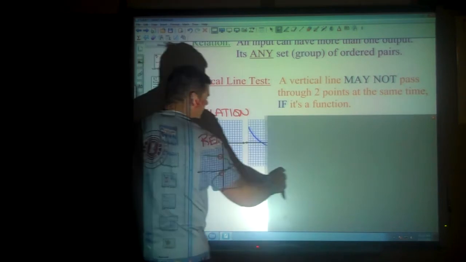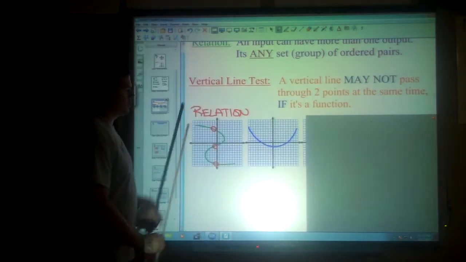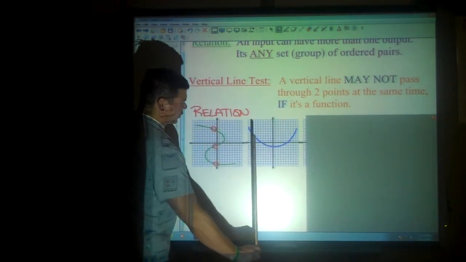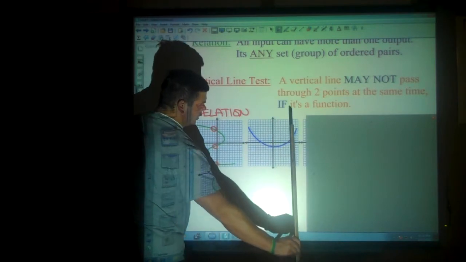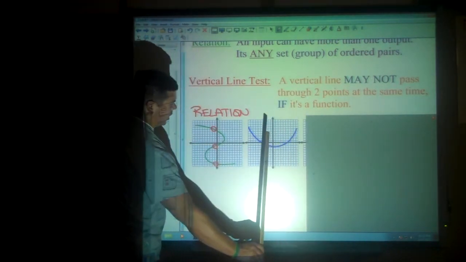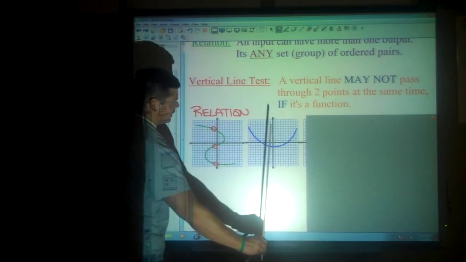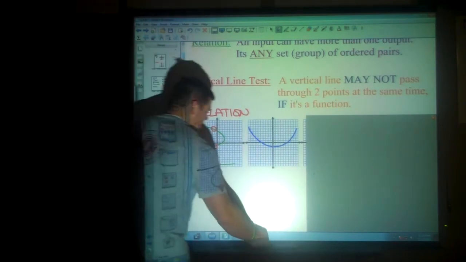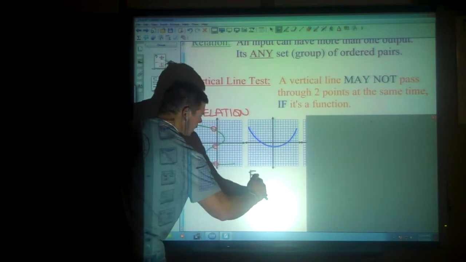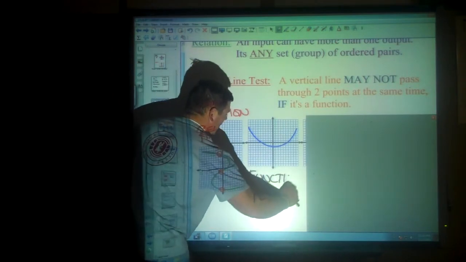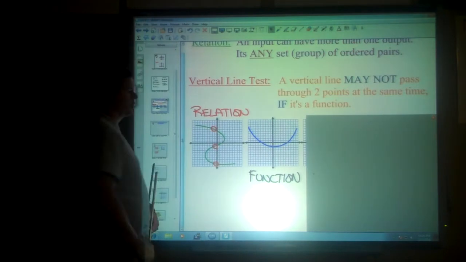Now let's try another one. So as we look at this one, vertical line, good, never touches more than one point of the graph the whole way. So we would call that a function because it passes the vertical line test.